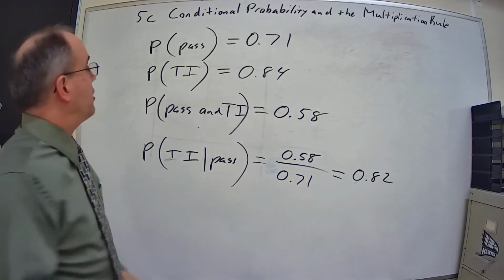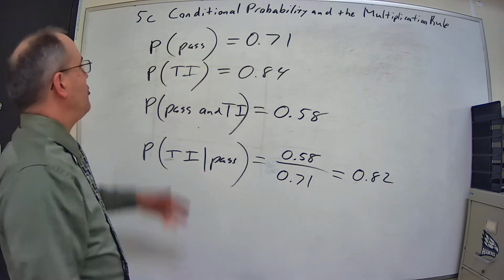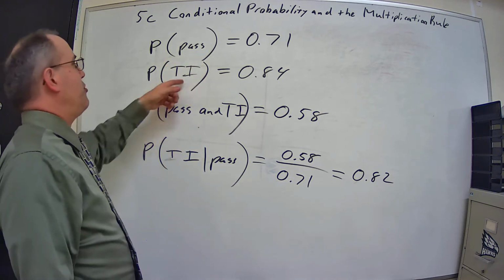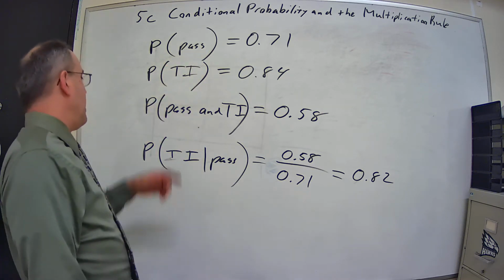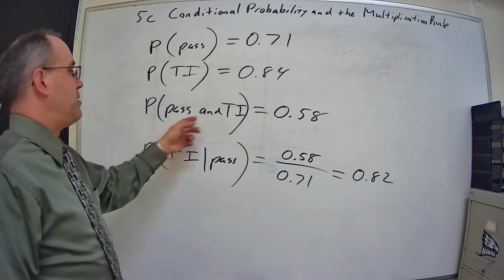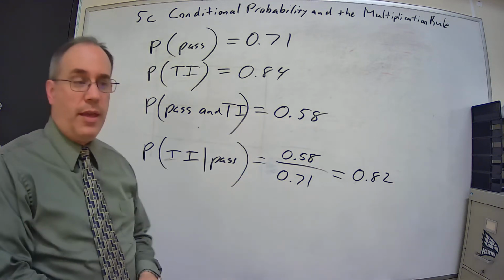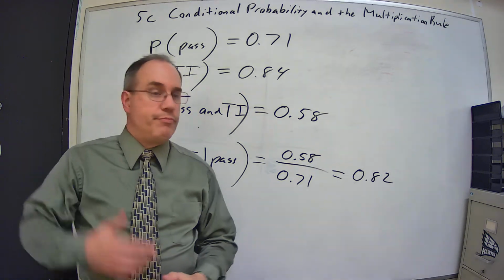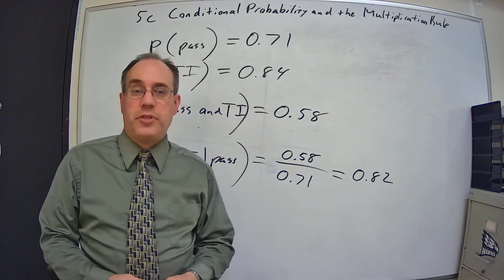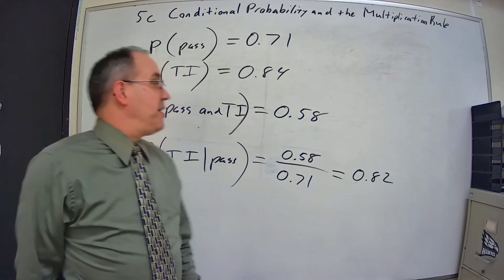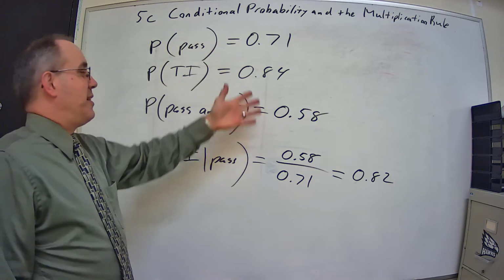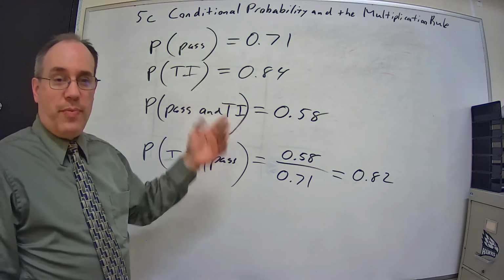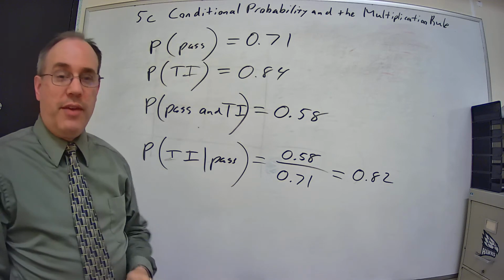Now, you may be looking at this and going, well, how did you come out with the probability that they pass? How did you come out with the probability of passing, of TI? I don't know where that number came from. They came from my head. Random numbers that I pulled out. You can't calculate these just out of the blue. This is information that would be given to you.